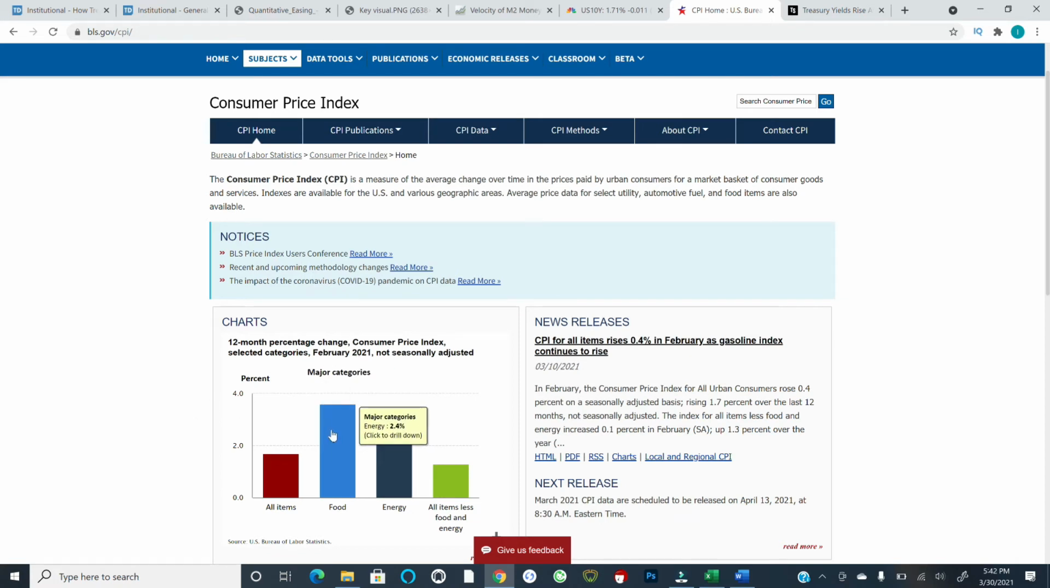Energy is up 2.4%. So just think about food, right? Just think about food for a second. Food is up 3.6%. Do you think that everyone's income and wages are also up by that amount? Certainly not, right? Do you think people are earning that amount in interest on their savings in their bank account?